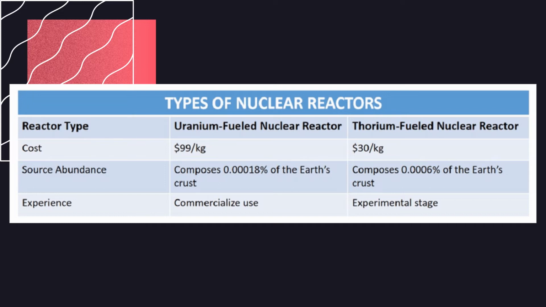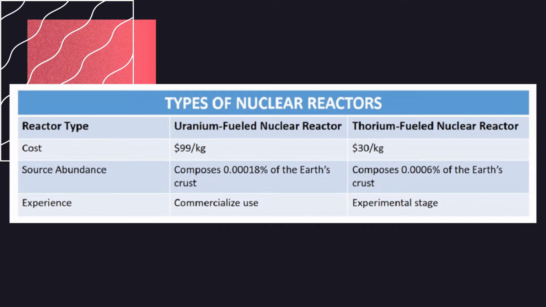Other than that, thorium is 3.3 times as abundant as uranium, almost matching the amount of lead and gallium in the Earth's crust. Thorium composes 0.0006% of the Earth's crust, while uranium composes 0.00018% of the Earth's crust, where a substantial amount of uranium is found in dissolved seawater. The Thorium Energy Alliance estimates there is enough thorium in the United States alone to power the country at its current energy level for over 1000 years.